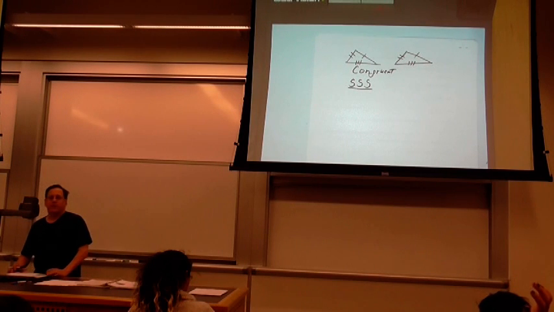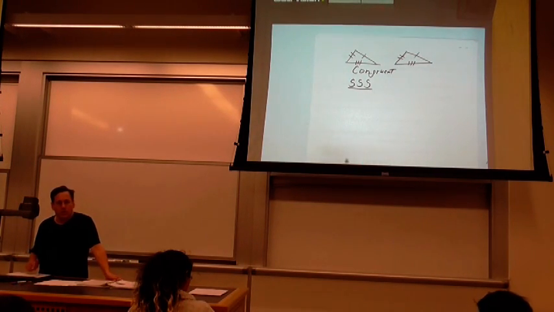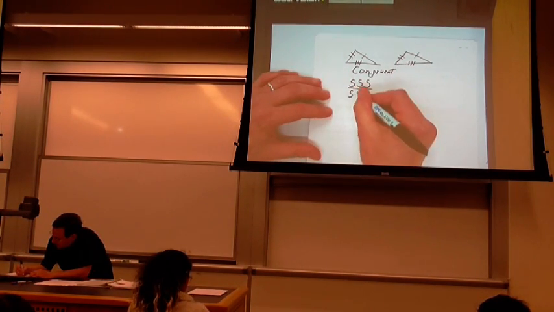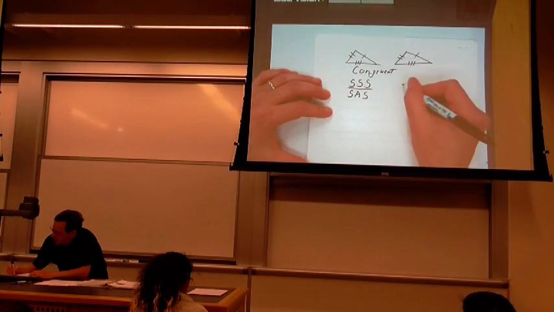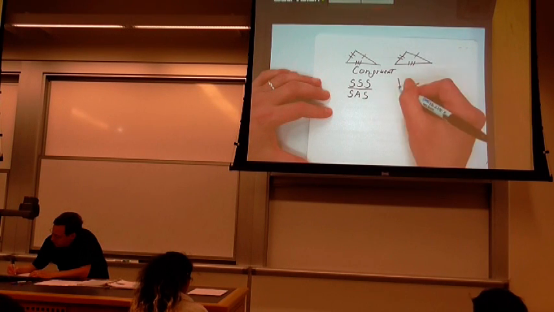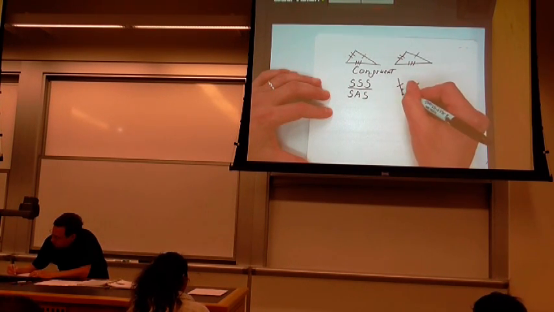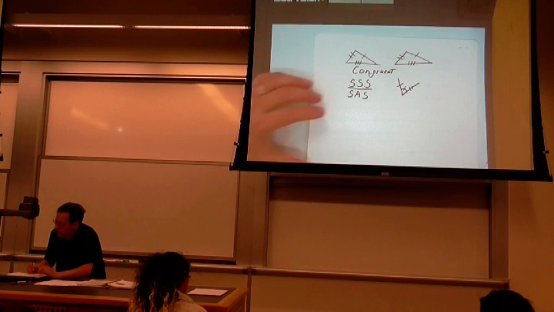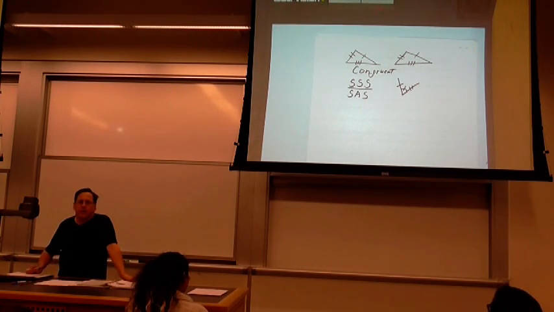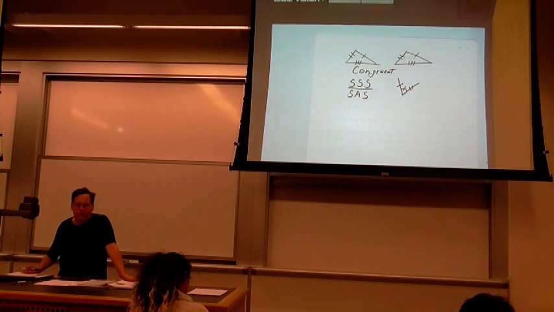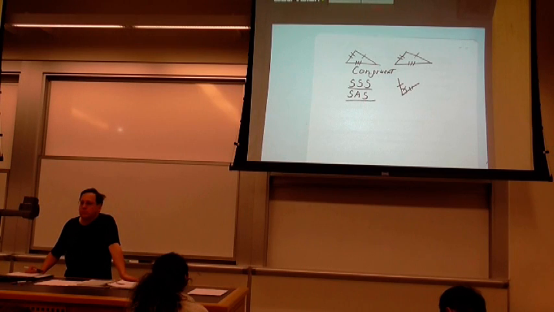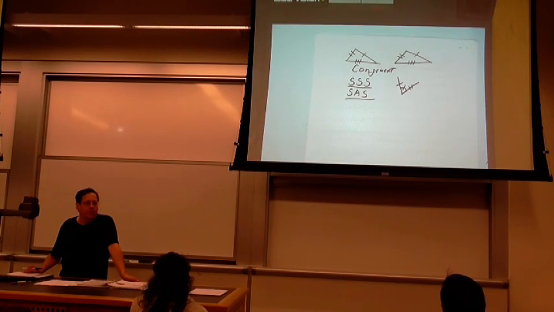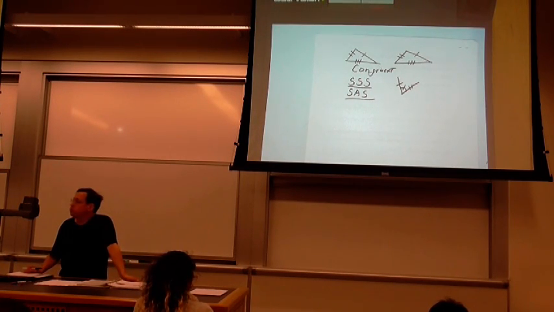Okay, somebody else, another one? Yes? SAS. SAS, okay, angle, side, which says if I know 2 sides and the included angle are congruent for 2 different triangles, I can say the triangles are congruent. All right, someone else? Yes. Another one of these?